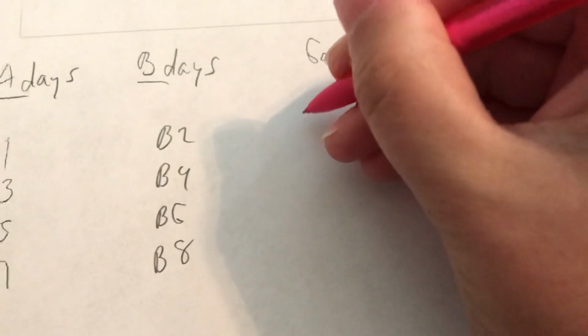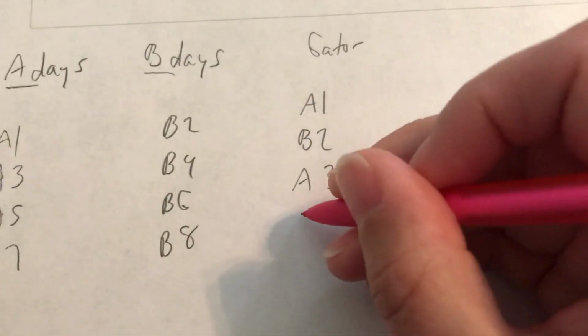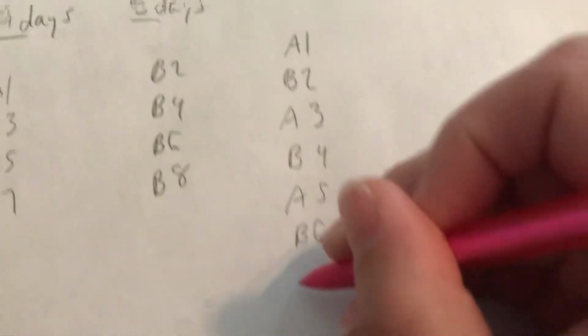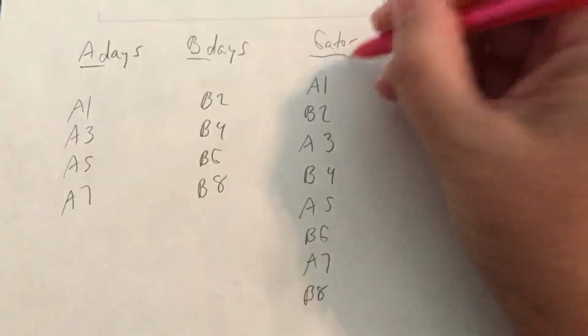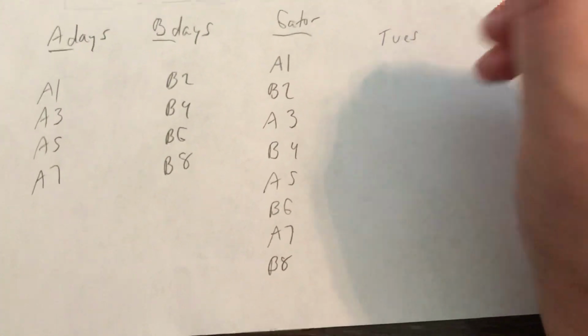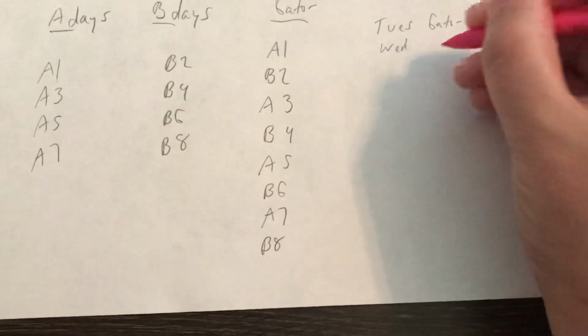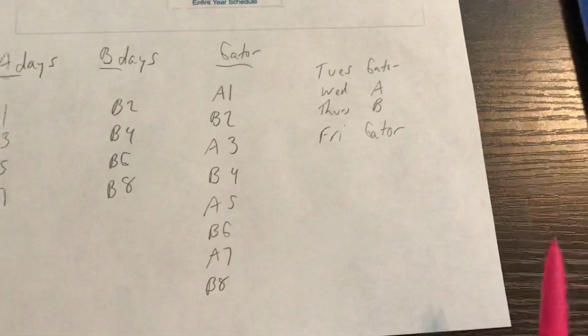So on Gator days, you're going to go A1, B2, A3, B4. See, now it's actually going in order. A5, B6, A7, B8. Sorry, the paper was getting away from me. Don't forget, when we look at the bell schedule, you'll see when the enrichment class is going to be put in here. For the first week of school, because we start on Tuesday, that's going to be a Gator day, so you're going to follow this schedule. Then Wednesday will be an A day, Thursday a B day, and Friday, back to a Gator day.